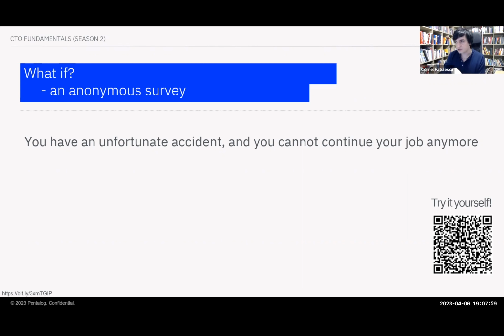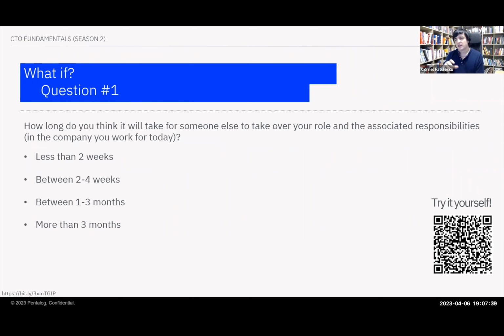So there is this situation. You have an unfortunate accident and you cannot continue to go to your job. What happens with the organization? It's a key question because we say as a CTO organization, it matters and so forth. Question 1. How long do you think it will take for someone else to take over your role and the associated responsibilities? Of course, in the company you work at today, where you have the accident and you cannot go to work tomorrow. That's the first question.